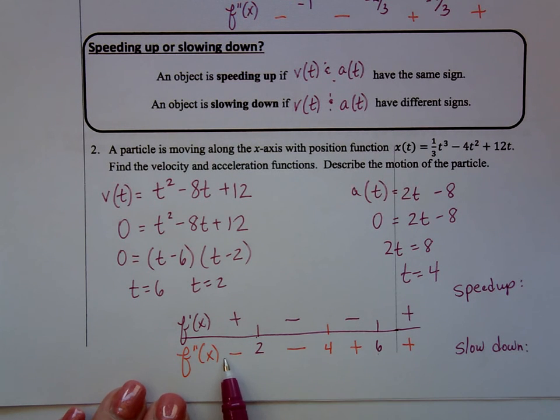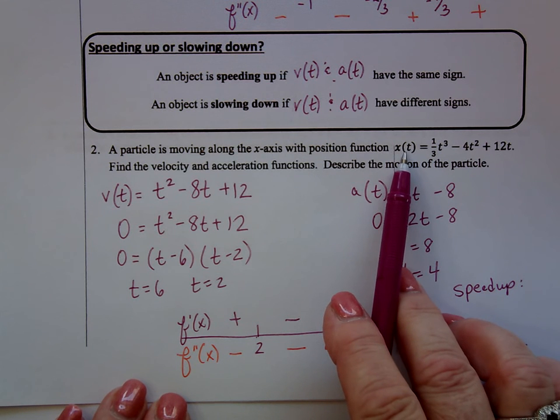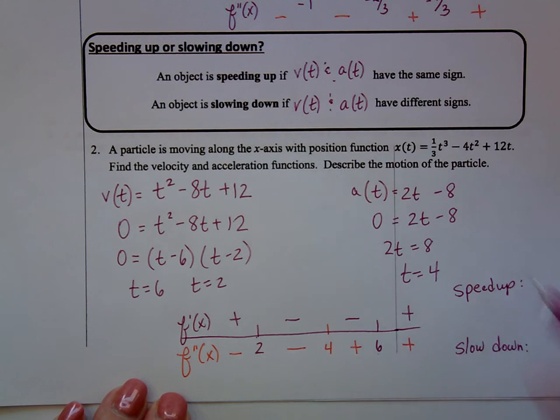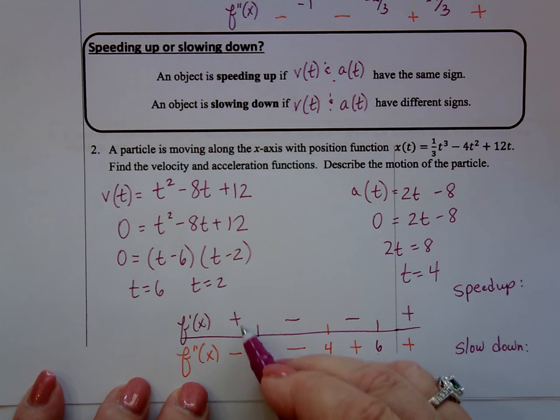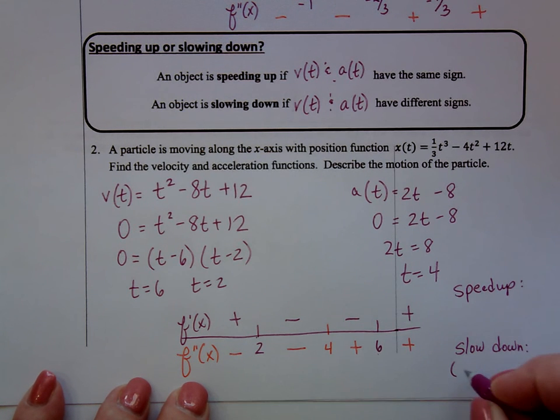Now this is a time situation, right? I guess they weren't very specific, but anyway, we'll say negative infinity to 2. They have different signs, so they're slowing down. So negative infinity to 2, it's slowing down.